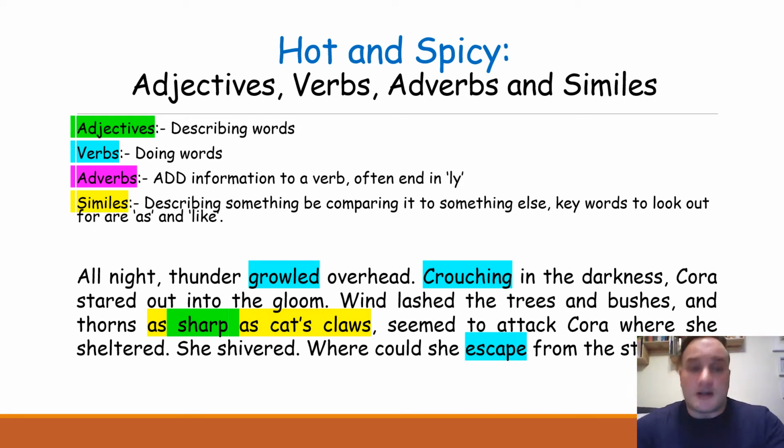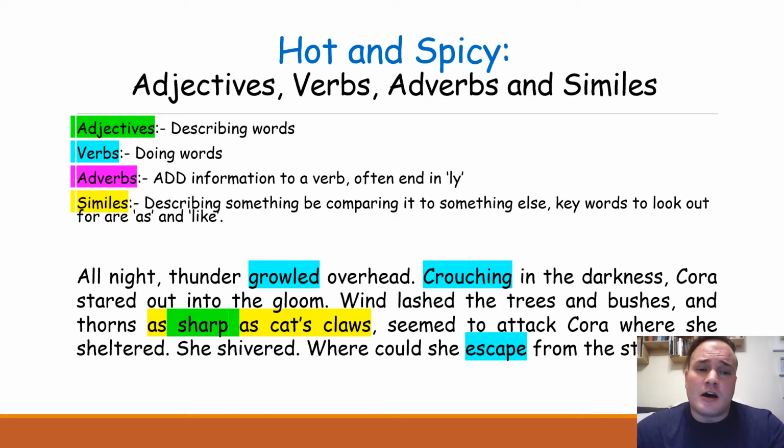So, adjectives, describing words. Are there describing words in Cora and the Storm Wolf? Well, yes, there are. But from this extract here, I've highlighted sharp. Sharp is a describing word, it's an adjective, so I highlighted it green. Verbs, doing words. I used quite a lot of verbs in Cora and the Storm Wolf. So please look through carefully and see if you can spot them. Verbs, doing words, just think for a minute, can I do that thing? And if you can do it, then it's a verb. As you can see there, I've got growled in the past tense. I've got crouching in the present tense, where she could escape from. These are all things that you can do.